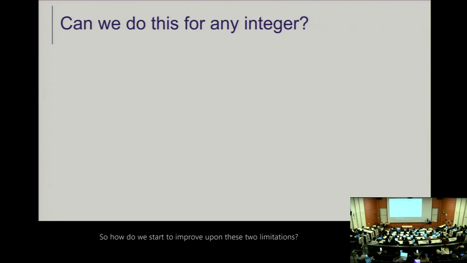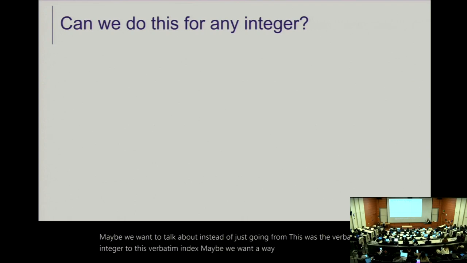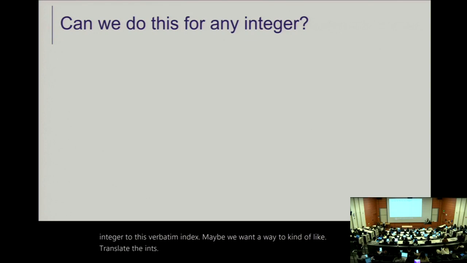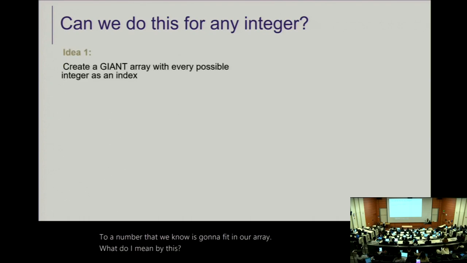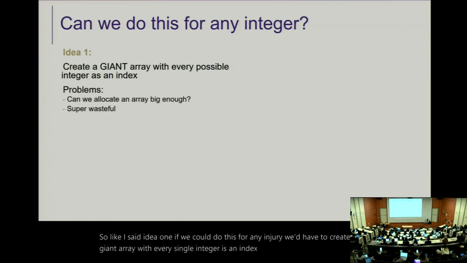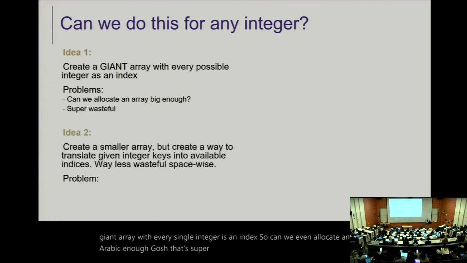Maybe instead of going from this verbatim integer to this verbatim index, we want a way to translate the ints to a number that we know is going to fit in our array. What do I mean by this? So, like I said, idea 1, if we could do this for any integer, we'd have to create a giant array with every single integer as an index. So can we even allocate an array big enough? Gosh, that's super wasteful.